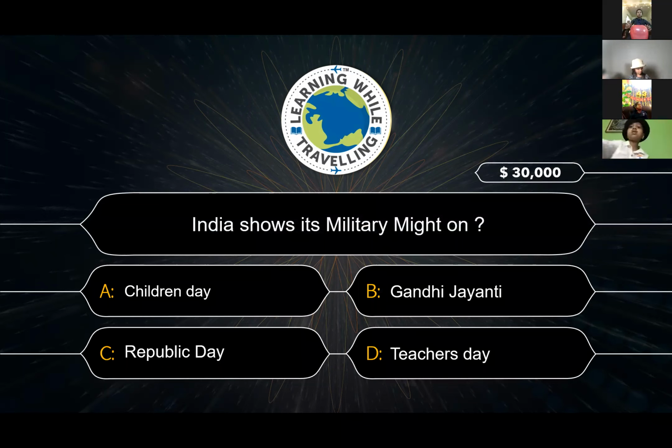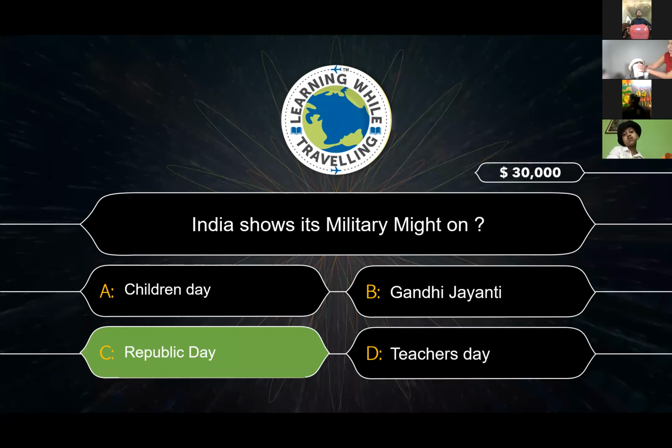Arav C, Akanshit C, Supriyo C, Devit C, Lakshita C, Usru Ayushi C, Arush C, Katlina C, Arav Aryan C. Option C, Republic Day. C is the correct answer.